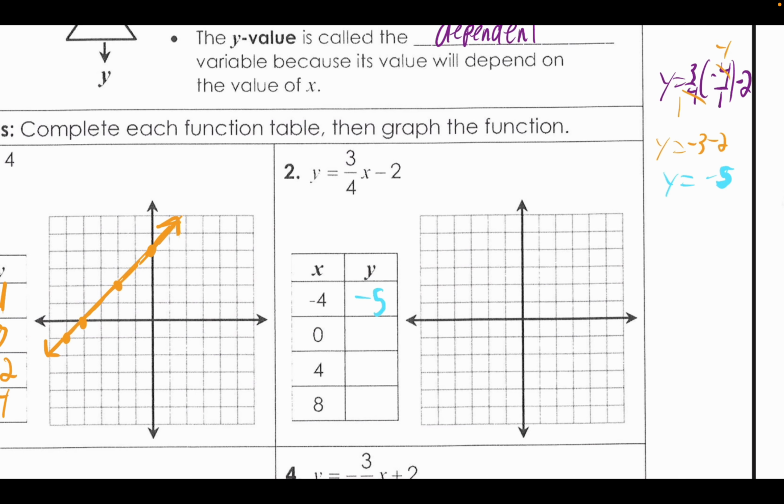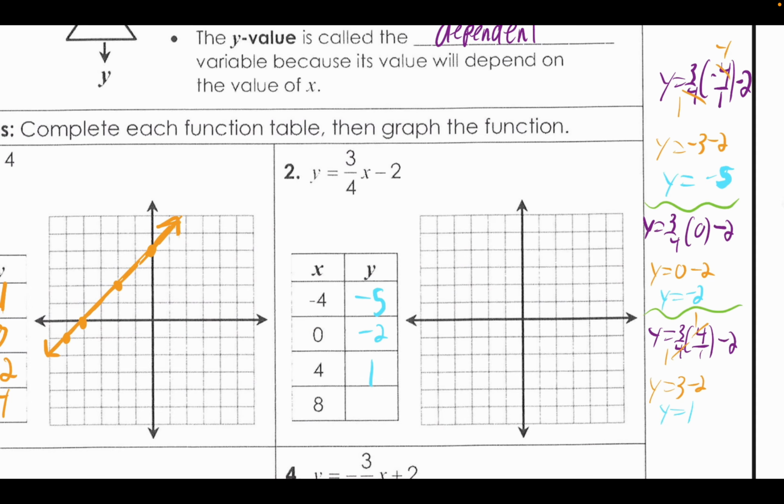Now I proceed and do the next one in the same exact manner. y equals 3/4 times 0 minus 2. And 0 times anything is 0, which is quite convenient, because now we just have y equals -2. Next, as I plug in 4, I have y equals 3/4 times 4, or 4 over 1, minus 2. The 4's reduce, and y equals 3 minus 2, which results in y equaling 1.